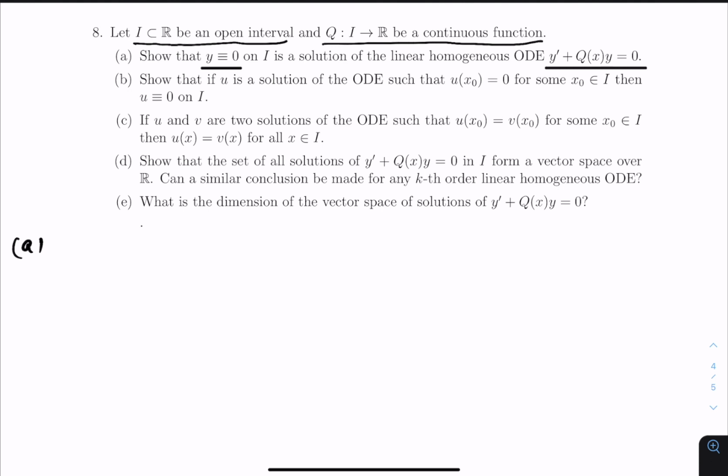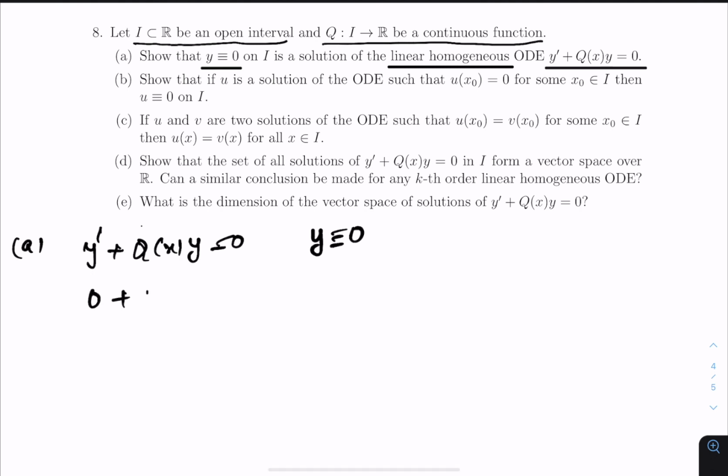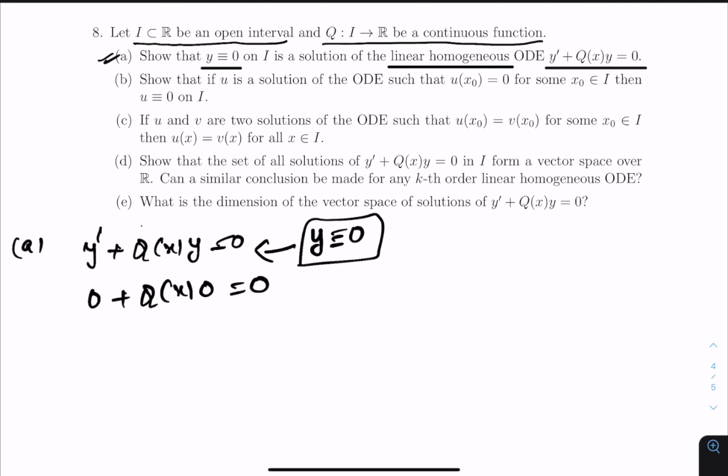Okay, so this is a linear homogeneous ODE, which is given to you: y prime plus q(x) y equal to 0, and what we need to verify is 0. That's easy to check. If you take the constant function, then 0 prime is 0 plus q times 0, and that's 0. So the constant function is a solution to this ODE. So this is 8a settled.